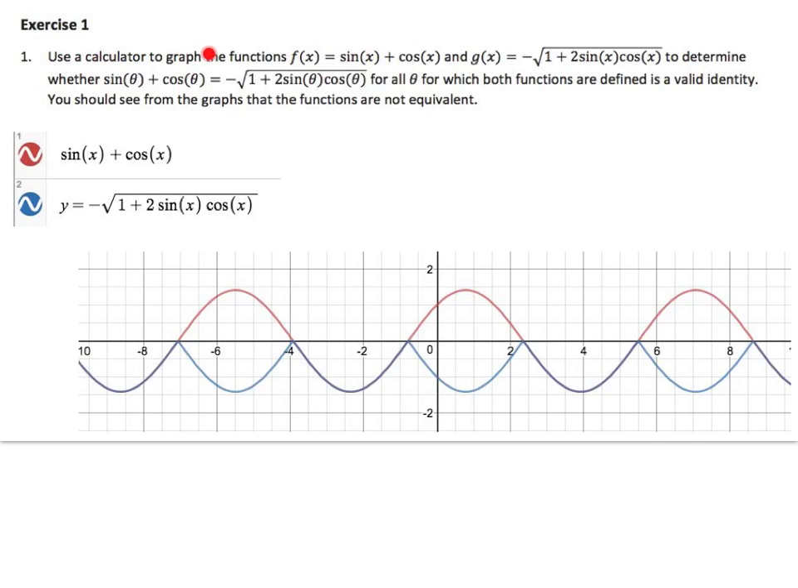It says use a calculator to graph the functions f of x equals sine x plus cosine x and g of x equals the square root of that mess, to determine whether the left side equals the right side for all theta for which both functions are defined, as a valid identity. You should see from the graphs that the functions are not equivalent.